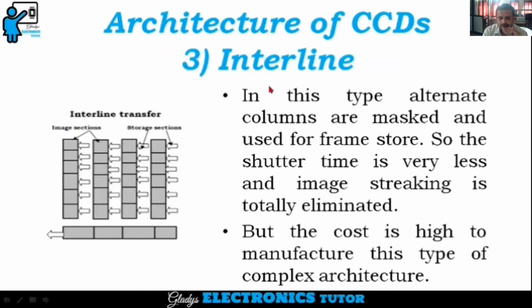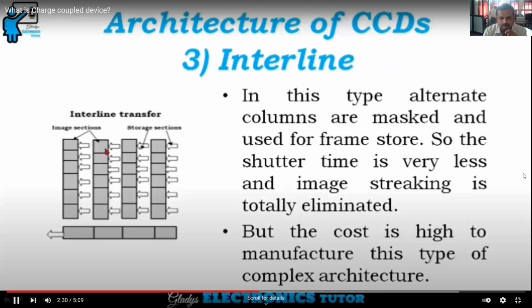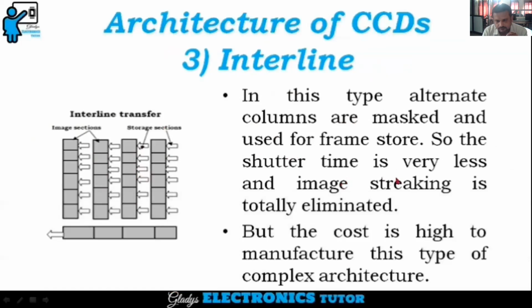The third type is interline. In this type, alternate columns are masked and used for frame store. So the shutter time is very less and the image streaking is totally eliminated. But the cost is high to manufacture this type of complex architecture.